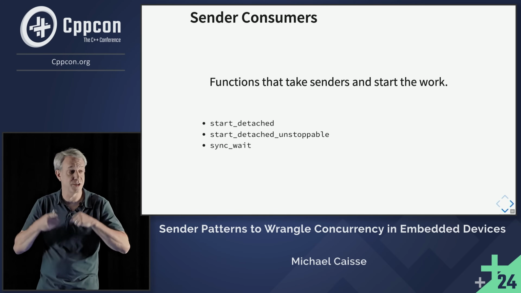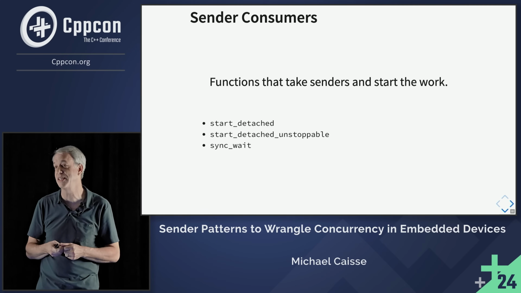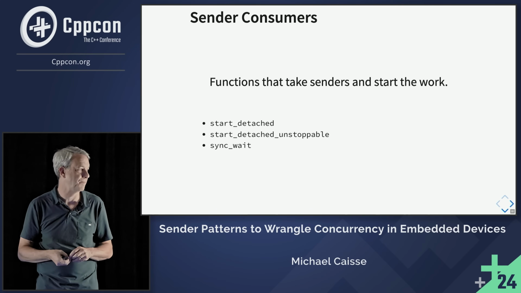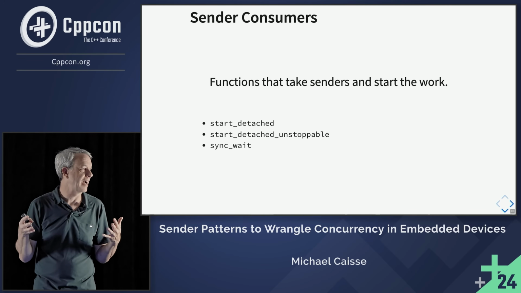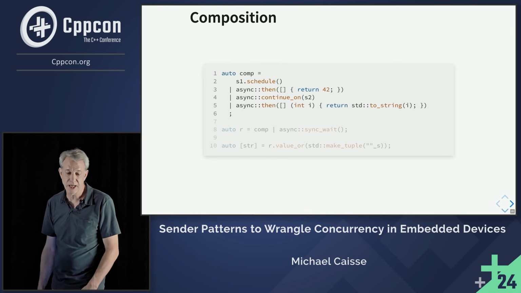And so I want to start detached. We also have mechanisms to find the detached thing and cancel it if we want. But these are our basic atoms that we're going to build some stuff with. So what does composition look like?